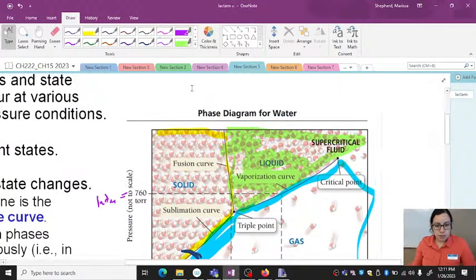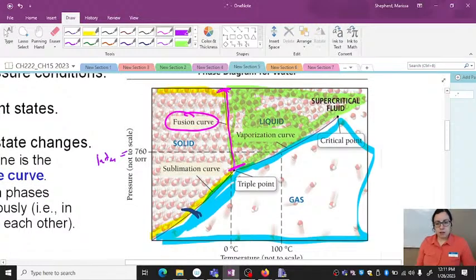And again, anywhere it's touching the solid to liquid, that's our fusion curve. And then our liquid to gas, that's going to give us our vaporization curve, where it transitions from a liquid to a gas.